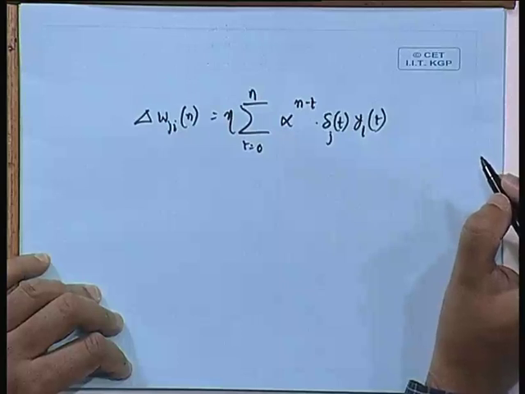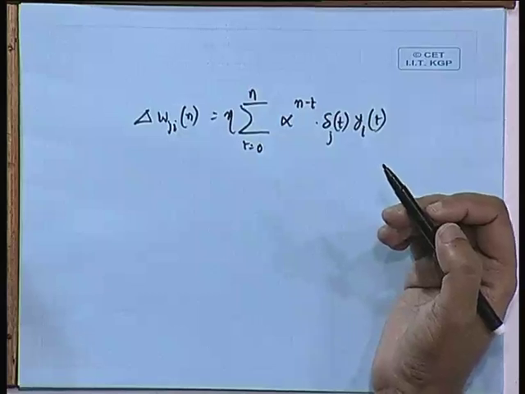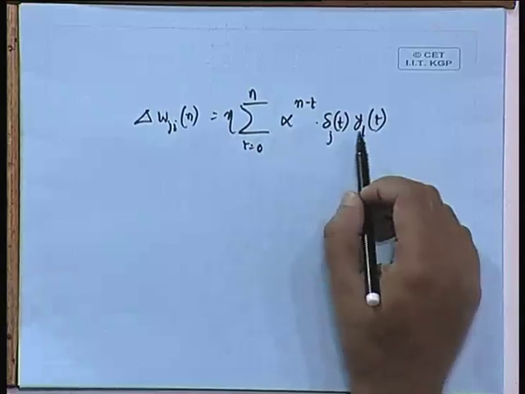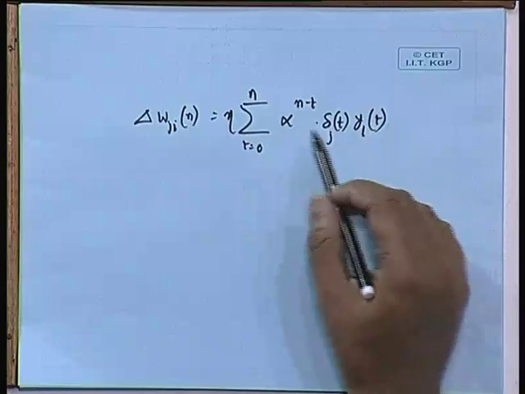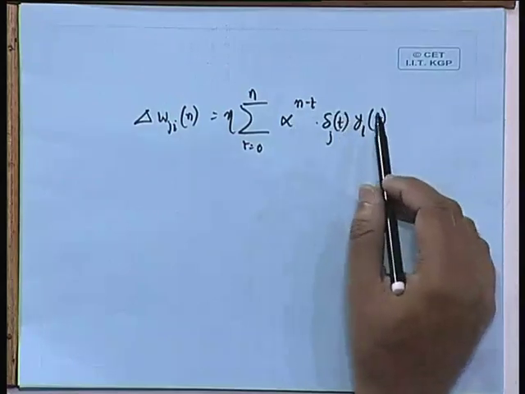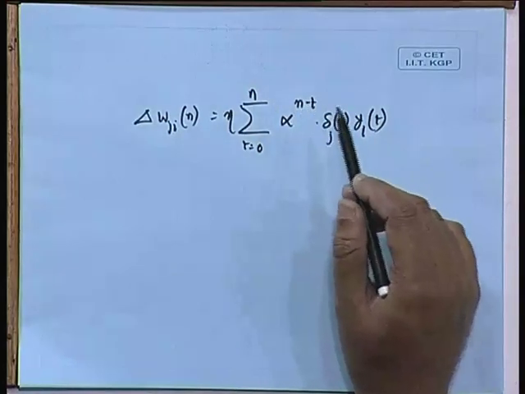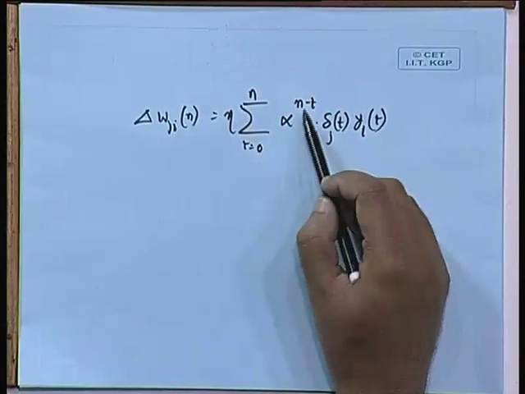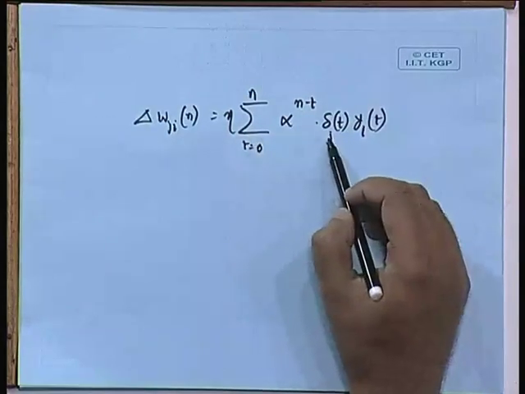This is something that is going to express it. Eta is a constant. Eta is not varying with iteration. Alpha is also a constant, but here why I had to put the alpha term inside the summation is because it is alpha to the power n minus t, and in this case t is the quantity that is changing. That means, considering t equal to n, it is alpha to the power 0, so it is eta delta j n y i n, the first term.